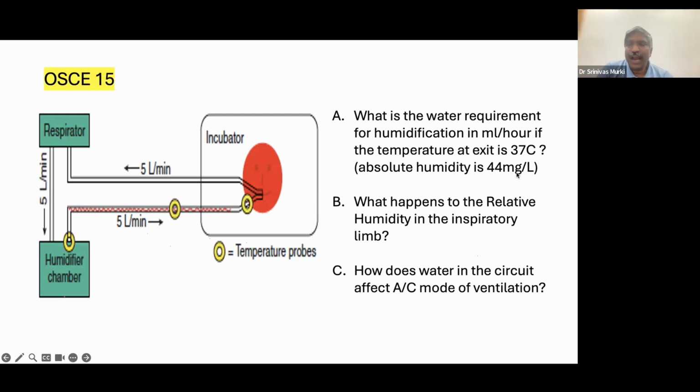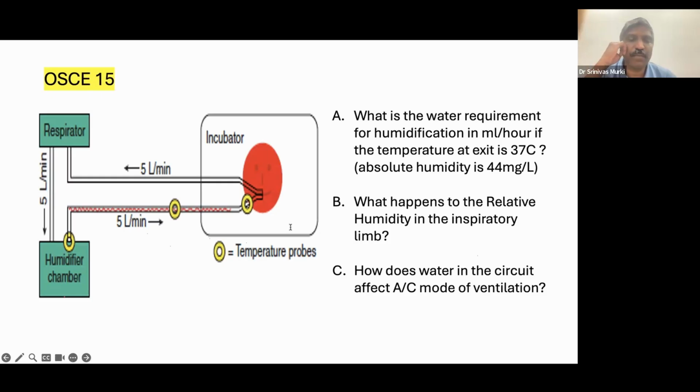So you need to add 44 ml per liter. Okay, so how many liters is there? 5 liters. So 44 into 5 is 220 ml per minute. Per hour, how much is going to be? Into 60. So 220 into 60 will be in milligrams, and you have to convert that into grams to say into ml. I hope all of you understood that.